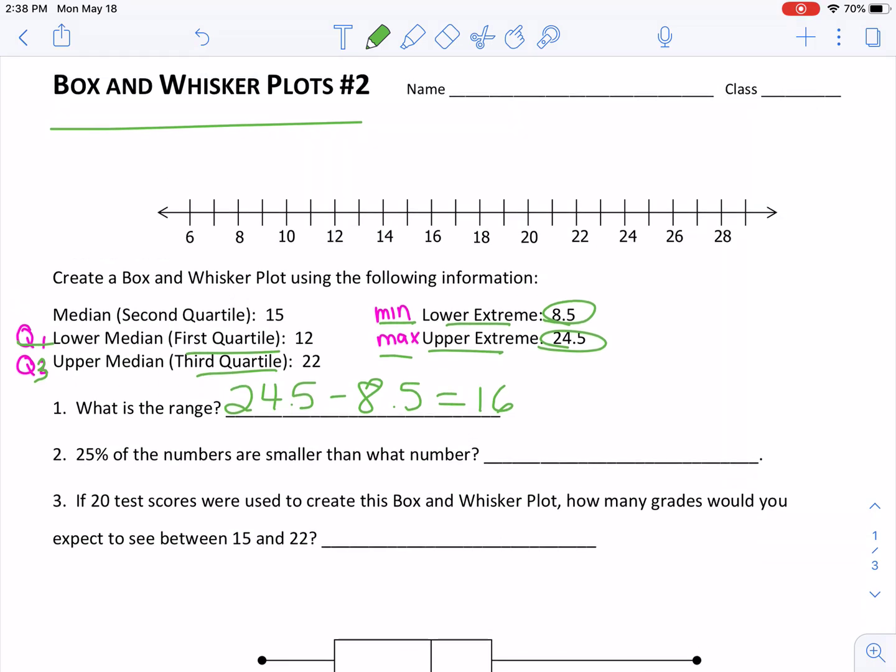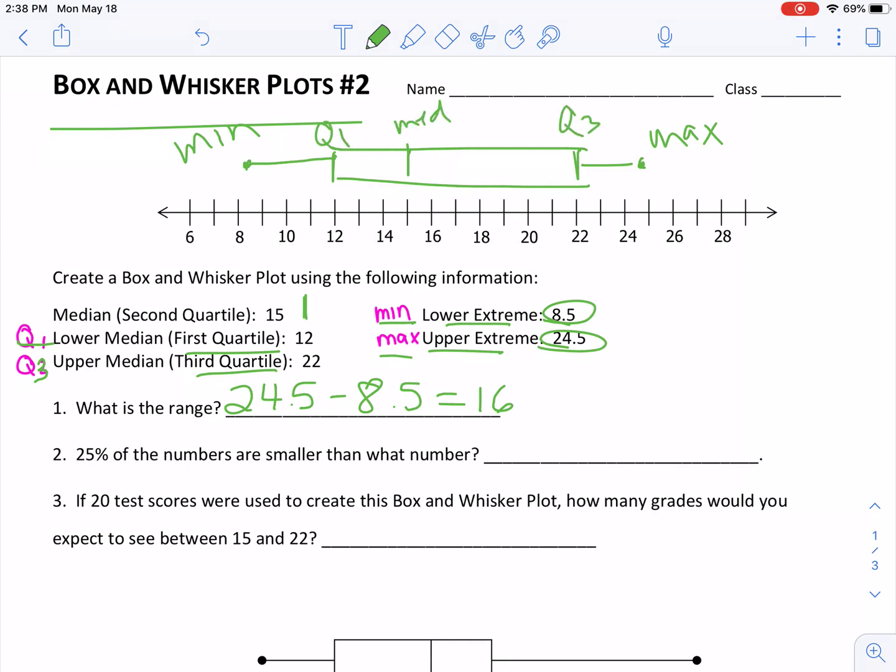Well, let's go and actually make this box and whisker plot. So the median is going to be represented with a vertical line at 15 above the number line. The lower median, or the first quartile, Q1, is at 12. The upper median, or third quartile, is at 22. That's my box. And then my whiskers go out to my lower extreme, which is 8.5. Draw a line over, and my upper extreme, which is 24.5. And if you want to, you can always label on your box and whisker plot: Q1, median, and Q3.